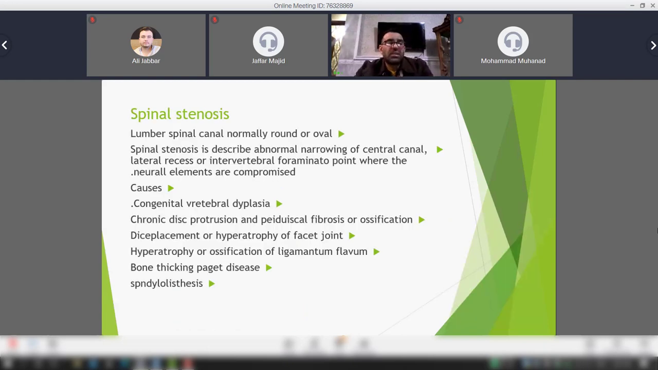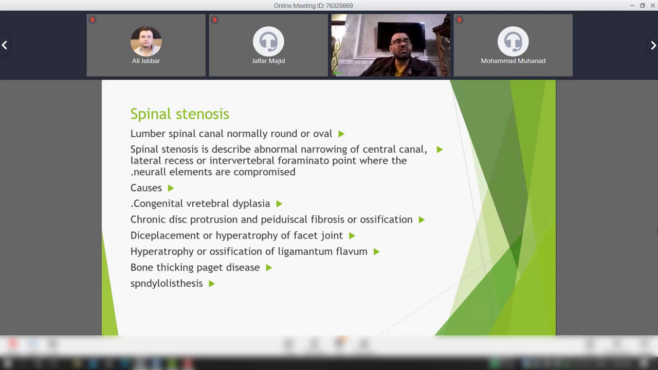Another condition called spinal stenosis. Spinal stenosis, that means anything inside the spinal canal causing compression on the cauda equina or compression on the spinal cord itself. Lumbar spine canal, normal round or oval. Spinal stenosis describes abnormal narrowing of the central canal, our lateral recess بالنسبة للفرامنال stenosis, intervertebral foramen.